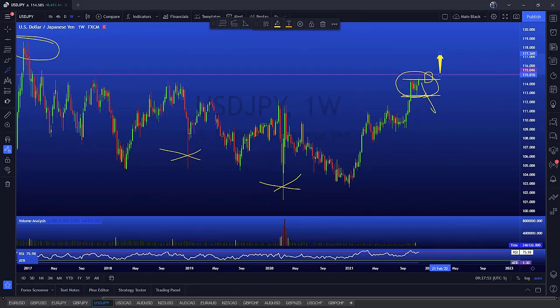Have you guys ever started off on one time frame with a bullish idea, and then you go down to a lower time frame and now you have a bearish idea, and then you go down to another lower time frame and you have a different idea? That's not good. You're bouncing all over the place.